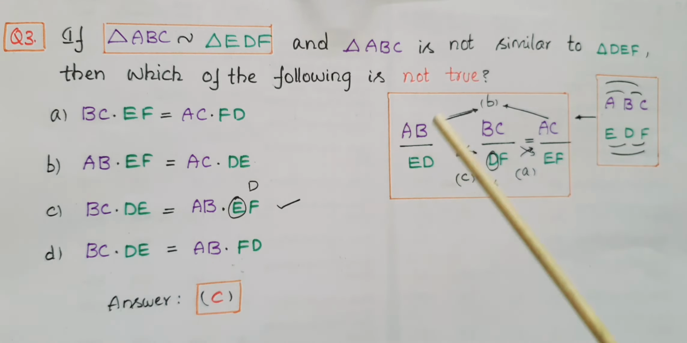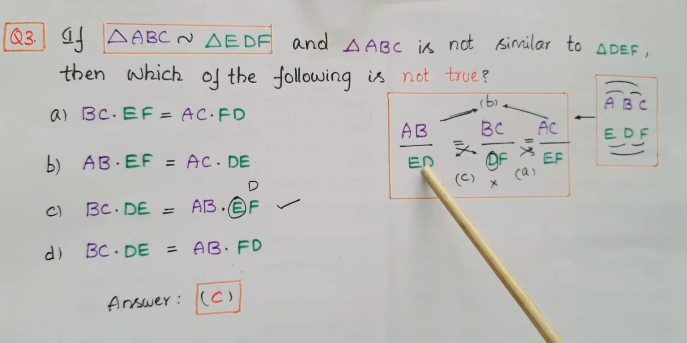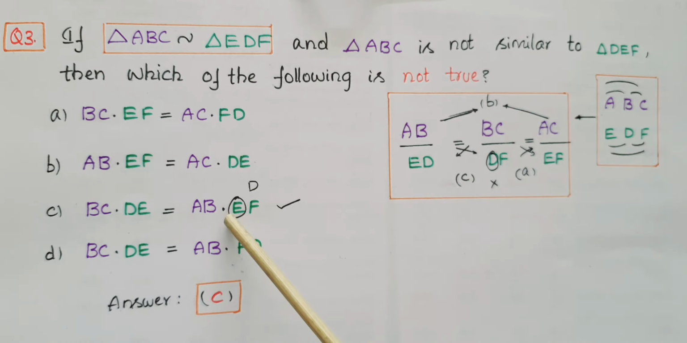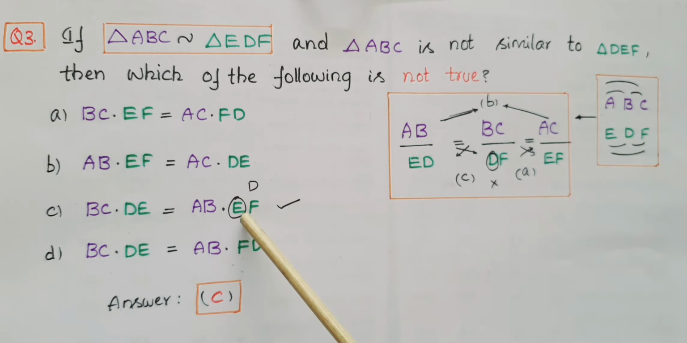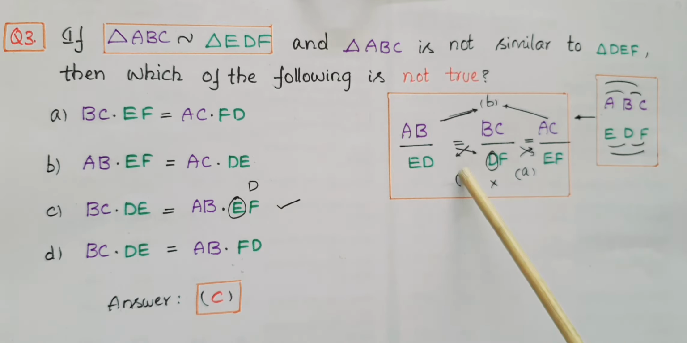And third one, BC into DE. So BC into DE or ED is equal to AB into EF. So here AB into DF, not EF. So this is not true. So here instead of DF it is EF. So C is not true. So the answer here is C.